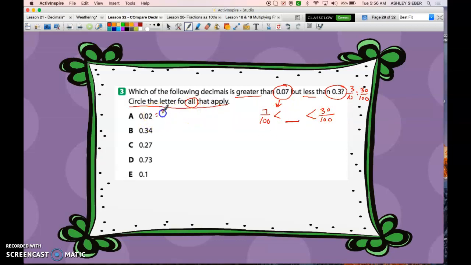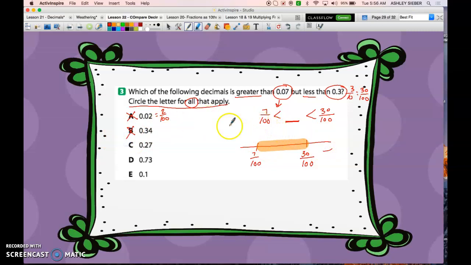Okay, I know that this is equal to 2 hundredths. If this were on a number line, and 7 hundredths was here, and 30 hundredths was here, would 2 hundredths come between these two? No, 2 hundredths would be over here. So A is not correct. Okay, what about B? 34 hundredths. Where on my number line would 34 hundredths be? Would it be between them? No, 34 hundredths would be over here. So B is not correct either.